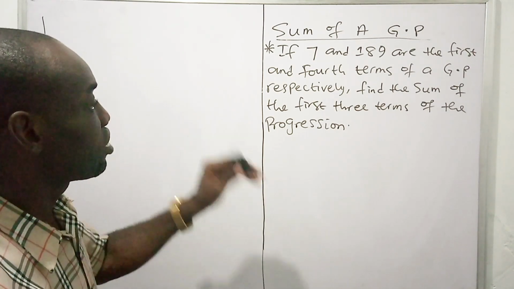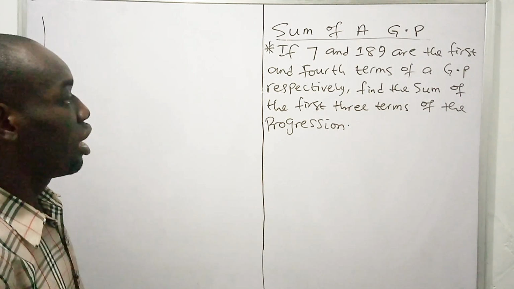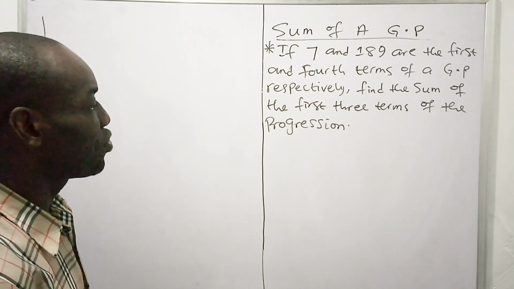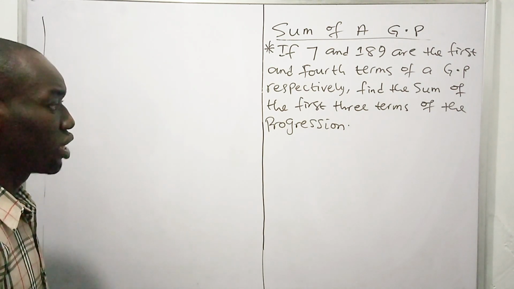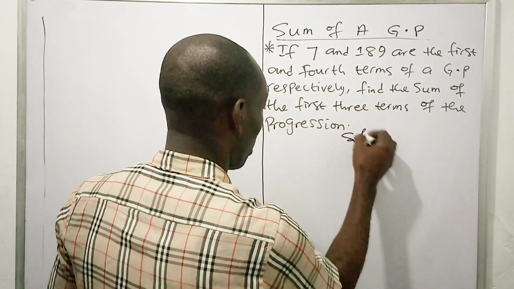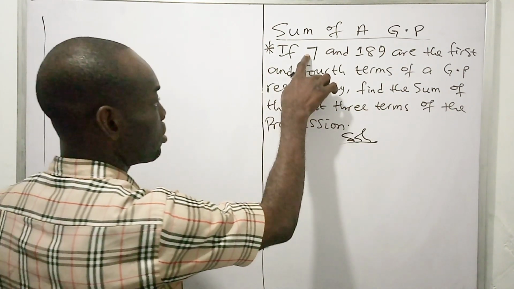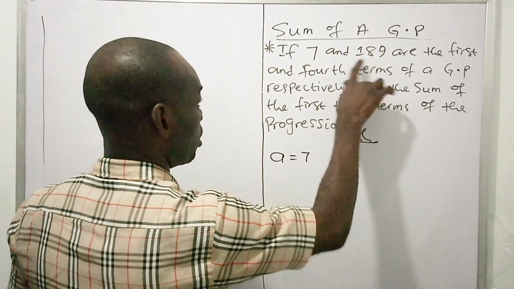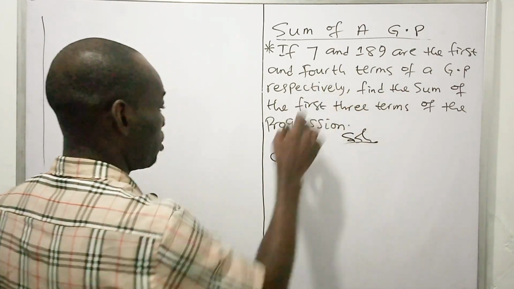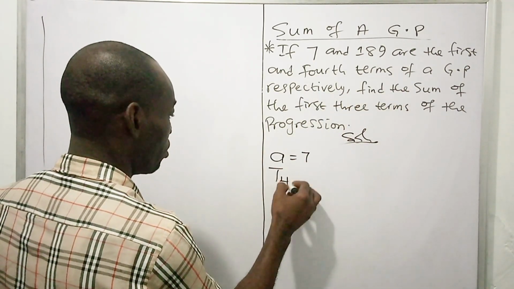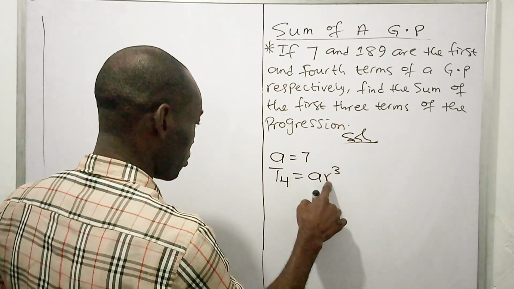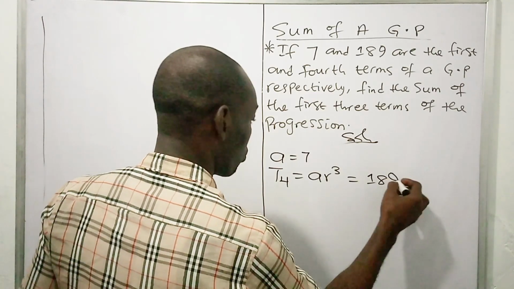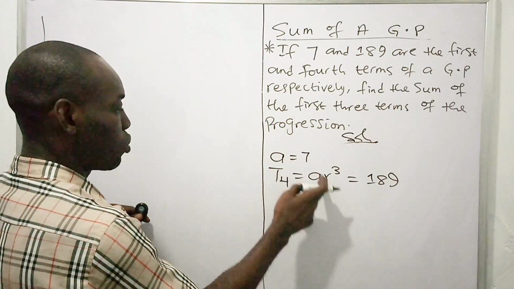Now let's see the second question. It says, if 7 and 189 are the first and the fourth terms of a GP respectively, we're asked to find the sum of the first 3 terms of that progression. So let's proceed quickly. If 7 is the first term, in other words, a is 7, and 189 is the fourth term. So in other words, T4 is equal to ar to the power 3. That's the expression for T4, and we are told that is 189.